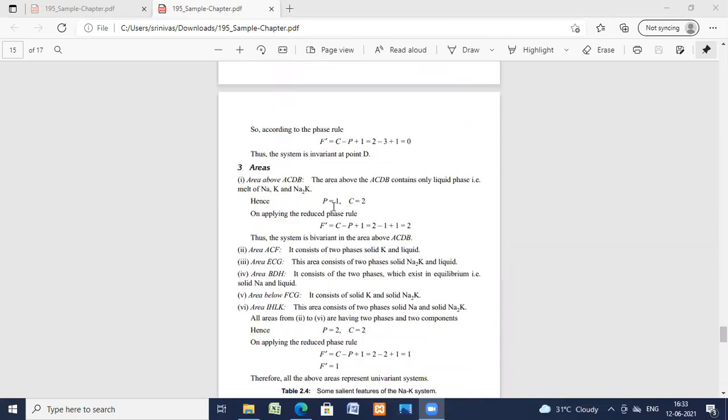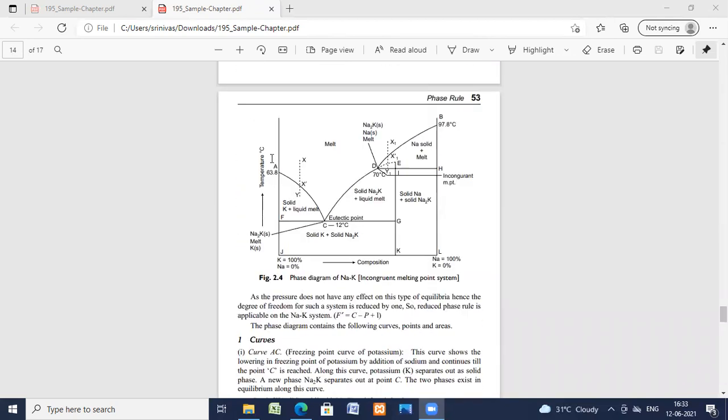The complete diagram I have shown you is explained for the sodium, potassium system, an incongruent melting system. The compound formed is unstable, and on melting, you don't get the same composition. So a different compound is formed, a different solid melt is formed. So it is an incongruent melting system. A transition reaction takes place. A new compound is formed, giving a new solid. So these we have discussed.